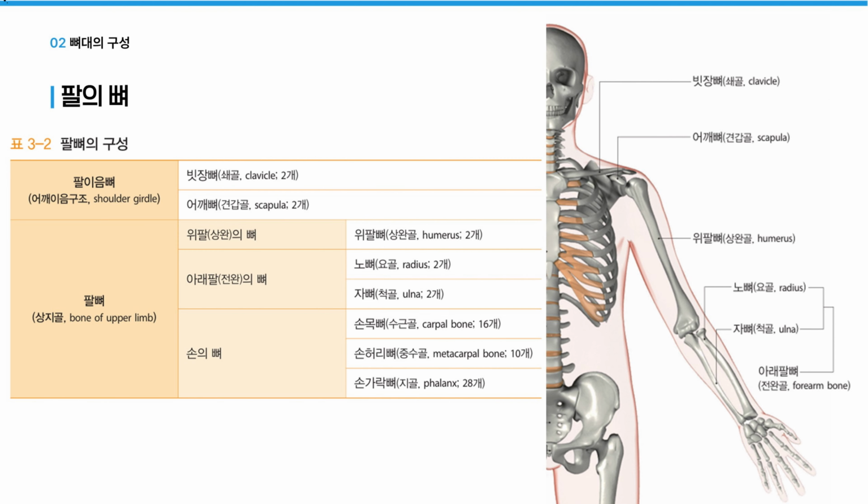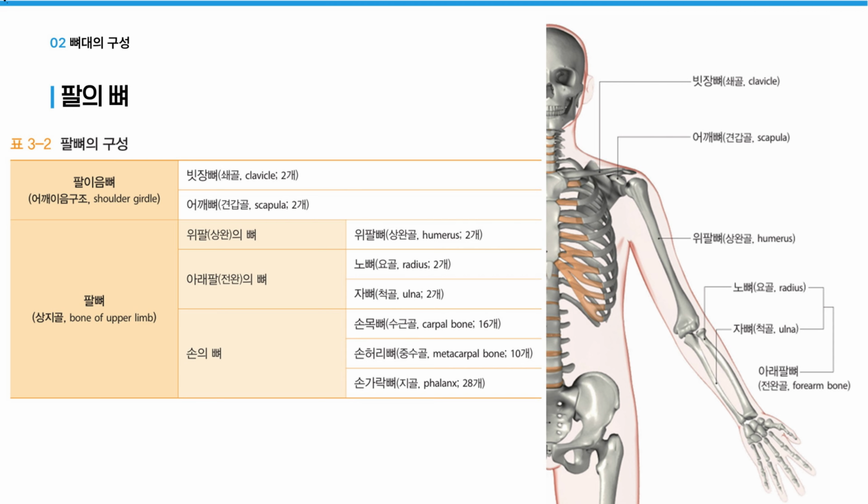Now, let's take a look at the bones of the arm. The bones of the arm can be divided into the shoulder girdle and the bones of the upper limb. The shoulder girdle includes the clavicle and the scapula. These are the bones where the shoulder muscles and ligaments attach, allowing for stable rotational movement of the shoulder.